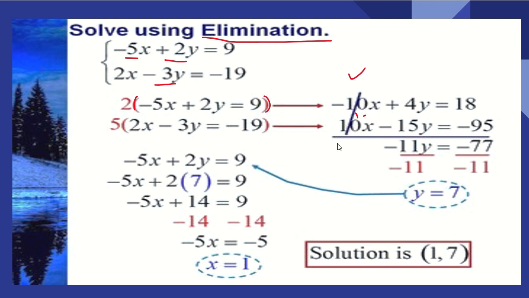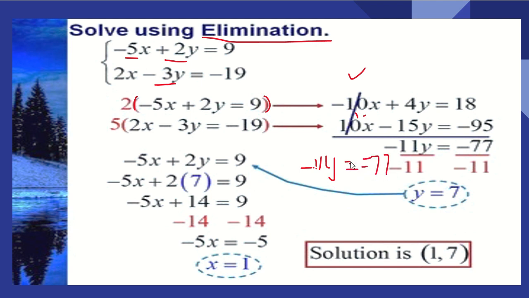So what can we do? If I add the equations, plus 10 minus 10 will go off, so x will be 0. So the coefficient of x will be 0, and x will be eliminated here. So minus 15 plus 4 will give you minus 11y equal to minus 77. Now I need y. This is the answer, we got it.